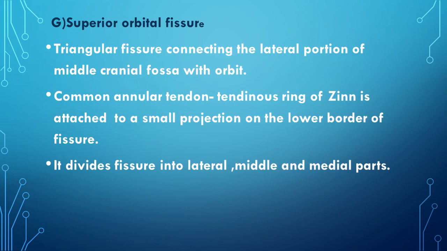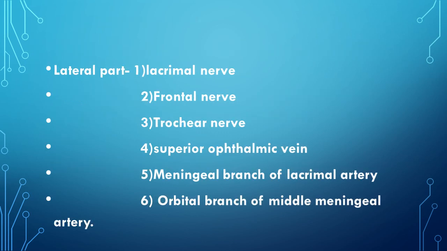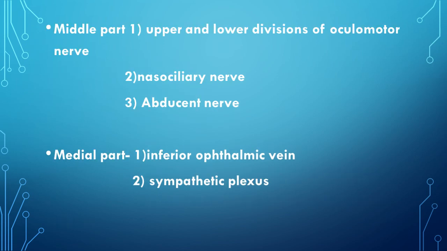The slide explains what we just discussed with the picture. So here we're just narrating the structures passing through the lateral part. We have the lacrimal nerve, frontal nerve, trochlear nerve, superior ophthalmic vein, and I said there are 2 arteries also, the middle meningeal branch of lacrimal artery and orbital branch of middle meningeal artery. Through the middle part passes the upper and lower divisions of the oculomotor nerve, nasociliary nerve and the abducens nerve, whereas through the medial part the inferior ophthalmic vein and the sympathetic plexus pass through.